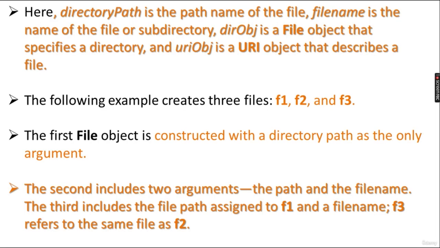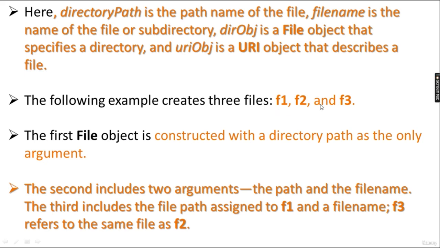Directory path is the path name of the file. File name is the name of the file or subdirectory. Directory object is a File object that specifies the directory. So it will be a folder, and URI object is a URI object that describes a complete description of the file. So you have to remember these things: what is the directory path, what is the directory object, and what is the URI object.